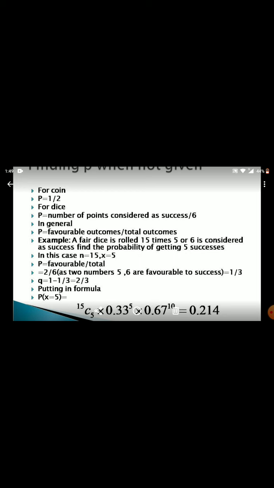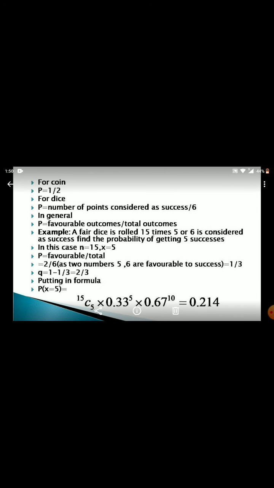N is equal to the number of trials, and how many times the dice is rolled, that is 15 times. And X is the number of successes with which you are interested. X is equal to 5. So in this case, N is equal to 15, X is equal to 5, P is equal to 2 by 6. Q can be found as 1 minus P, that is 1 minus 1 by 3, that is equal to 2 by 3. And putting the values in your formula, as I had discussed before, NCX P power X Q power, or 1 minus P power N minus X.